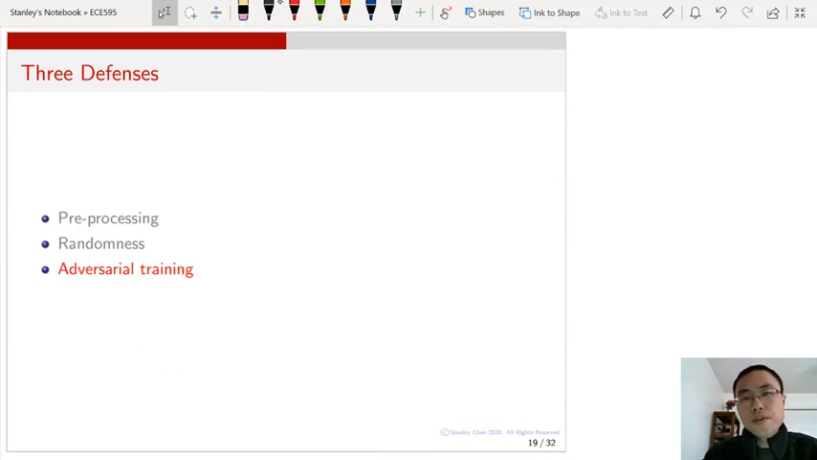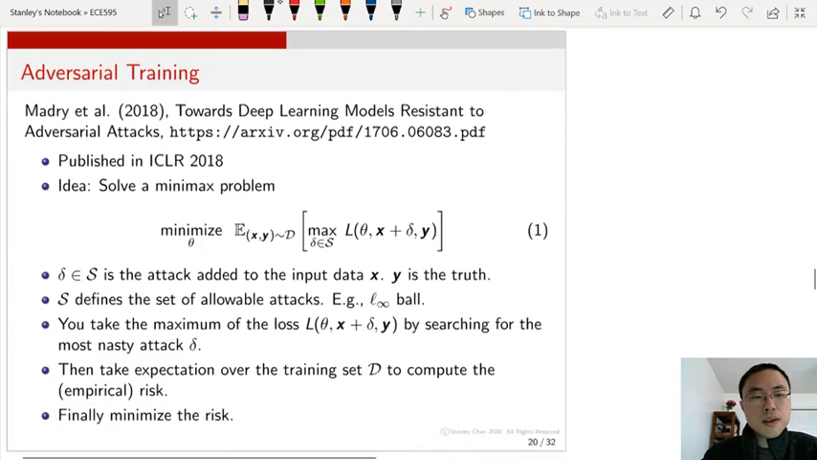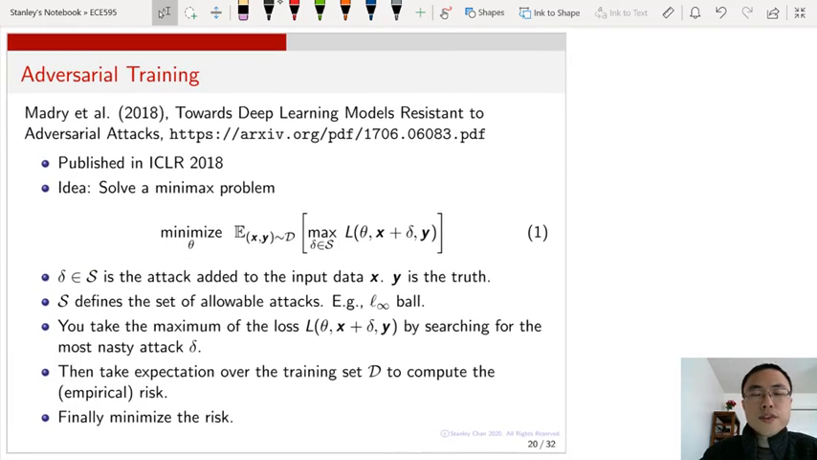All right, so we have gone through two types of defending strategies, and now let me also talk about adversarial training, which is the third type of defense mechanism. One of the most famous papers in this domain is by Madry et al. It's called Towards Deep Learning Models Resistant to Adversarial Attacks. That was published in ICLR in 2018.